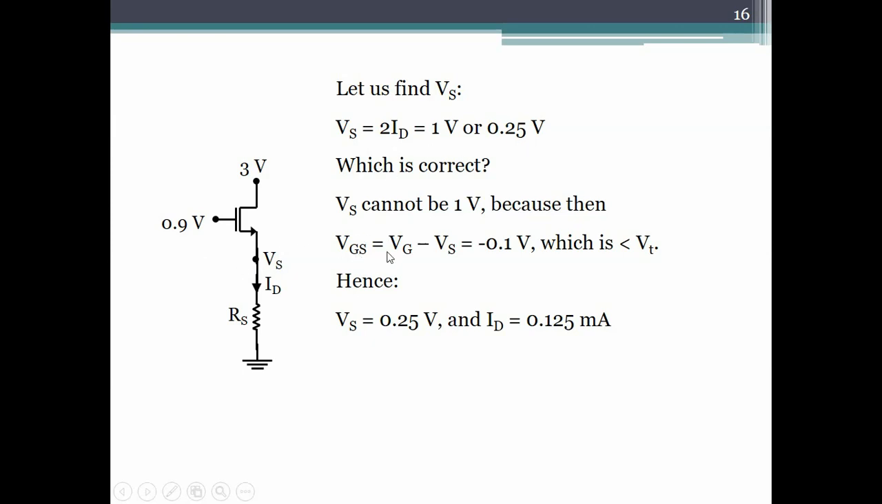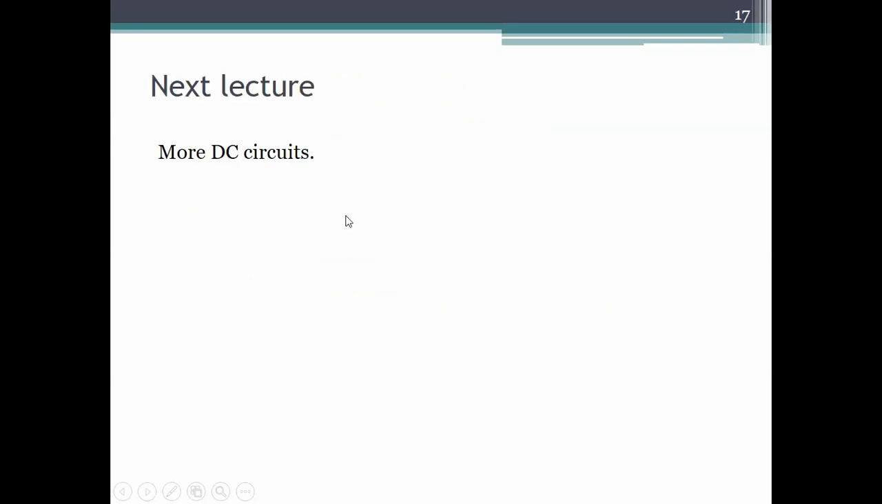So we say VS is 0.25 and corresponding to 0.25, the drain current is 0.125 milliamps. Alright. Okay. So this is the end of this lecture. We'll continue with more DC circuits next time and the next.